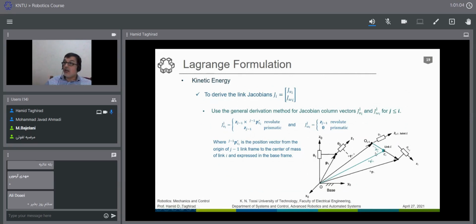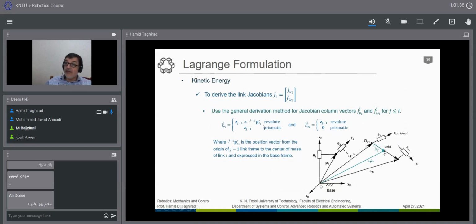And these are, if the link is revolute, then the JVI would be this, the screw component, ZI cross PCI, where PCI star with respect to J minus 1 can be found by this blue vector. This can be found for this vector, and then it can be propagated to the other one. I will do an exact explanation in the next slide.